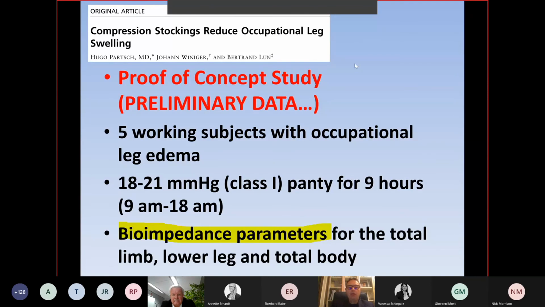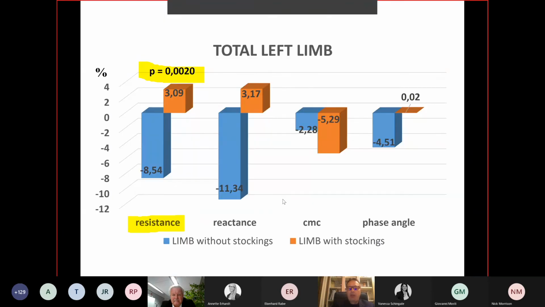Going to the end, this is a very simple and preliminary study that I want to present to you. We investigated just 5 working subjects with occupational leg edema, and we wanted to see what happens with class 1 panty stockings worn for 9 hours, from 9 in the morning till 6 in the afternoon. We investigated just the bioimpedance parameters.